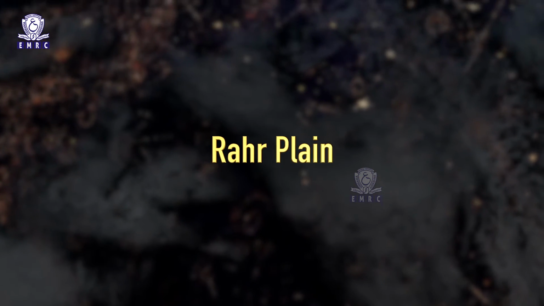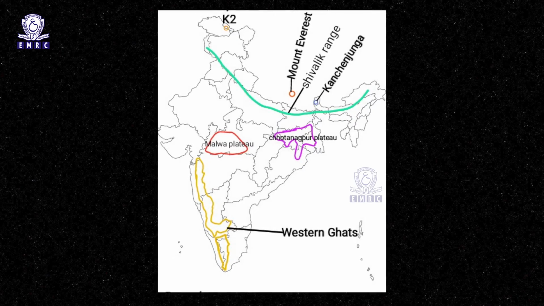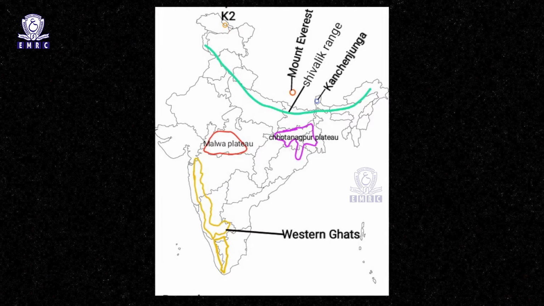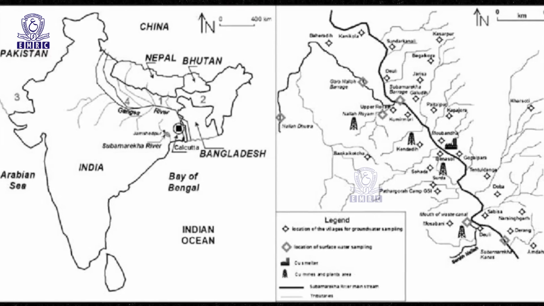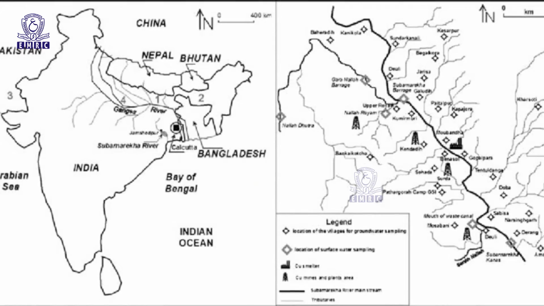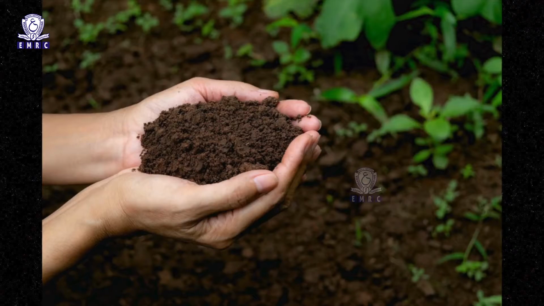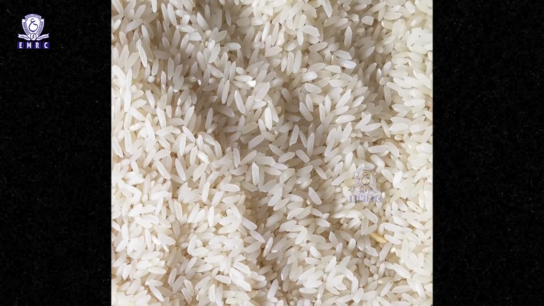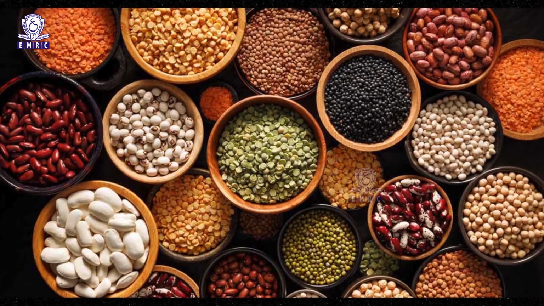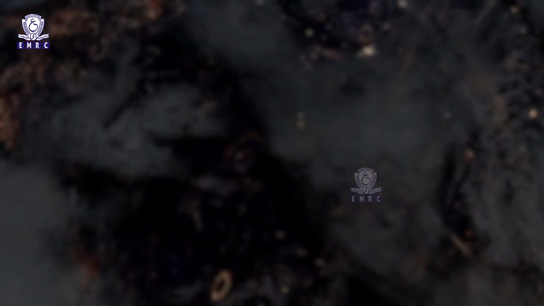Rarh plain. Lying to the east of the Chota Nagpur plateau, it is a part of the lower Gangetic plains. Drained by the Damodar and Subarnarekha, it is covered by the lateritic alluvium soils. Soil erosion is the main problem of the Rarh plain. Rice, maize and pulses are the main crops of the Rarh plain.